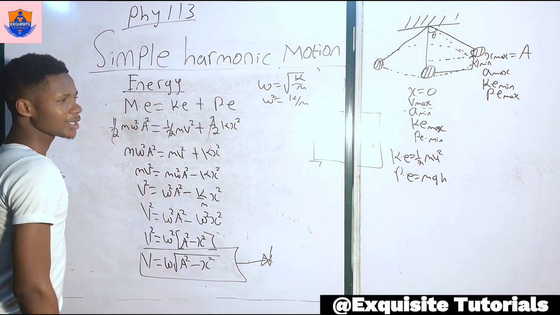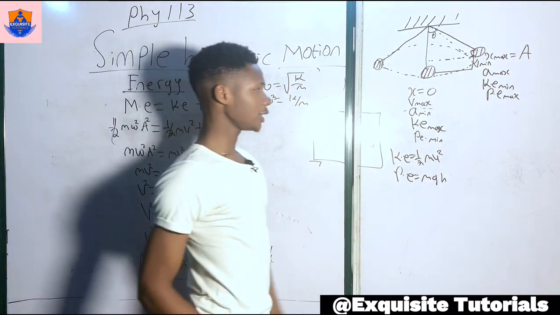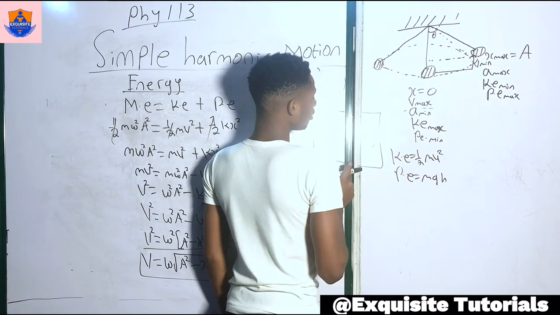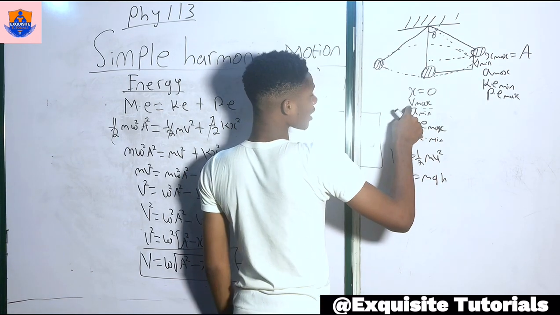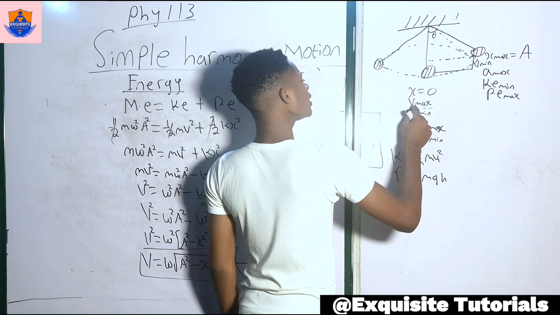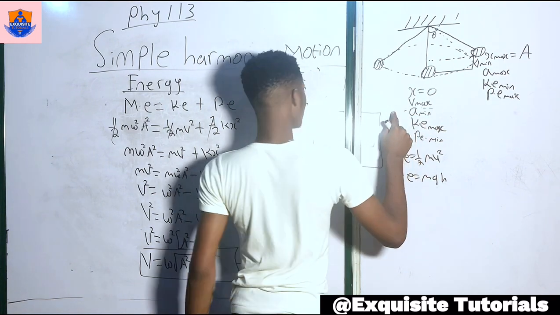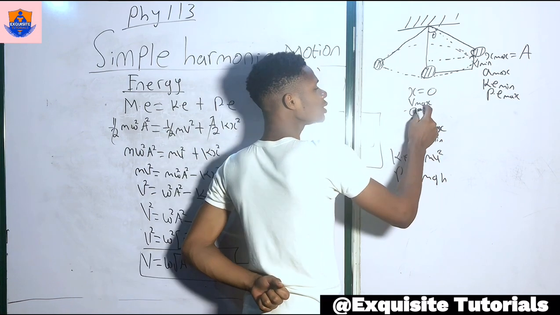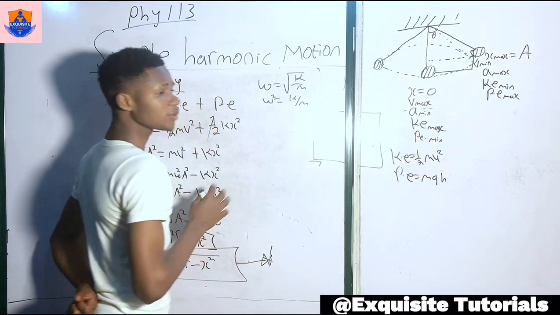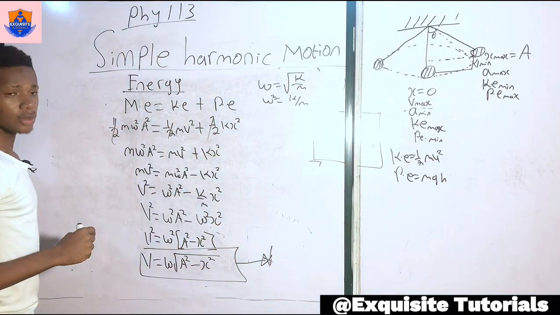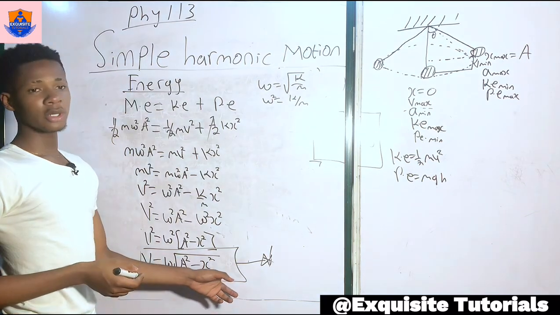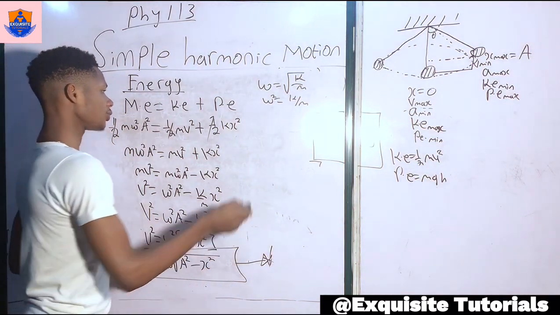Now, when we want the maximum velocity, we'll come back to our diagram again. We know that acceleration is maximum at the ending and minimum here, but velocity is maximum here and minimum at that extreme. Now at the point where velocity is maximum, which is the quantity we want to obtain, displacement is equal to 0. So to get the maximum velocity, we are going to plug in the value for displacement as 0.